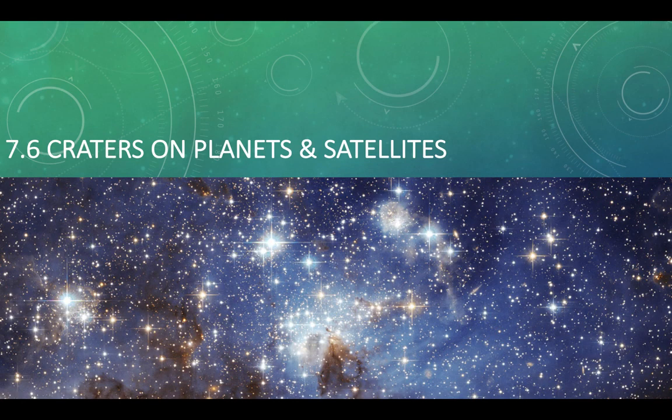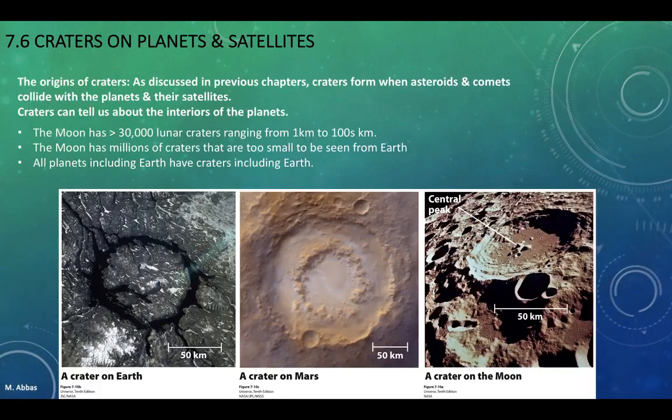Later in this chapter we're going to talk about the craters and the appearances of planets and satellites. Everything in the solar system, even the asteroids that we have seen earlier, has craters. Why? Because all planets in the solar system were bombarded with asteroids all the time. When I look at Mars, I see a crater here, a crater there, a crater inside a crater. Yeah, this is a crater on Earth. These are craters on the Moon, on Mars, and so on.